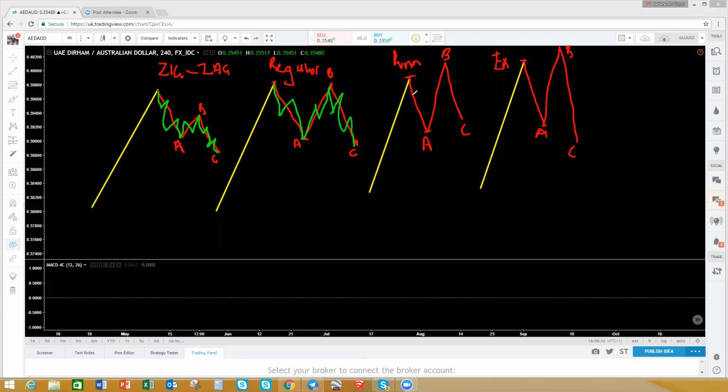Okay? So all the flats are always going to be 3, 3, 1, 2, 3, 4, 5. So always look out for these when I do them on the real chart. 1, 2, 3, 1, 2, 3, 1, 2, 3, 4, 5.